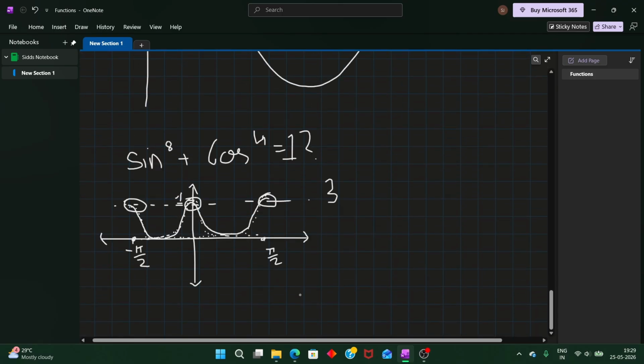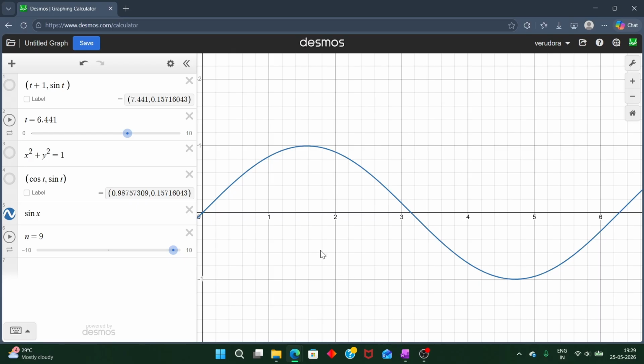And this is very frequently asked. And knowing how to graph this makes a world of difference.